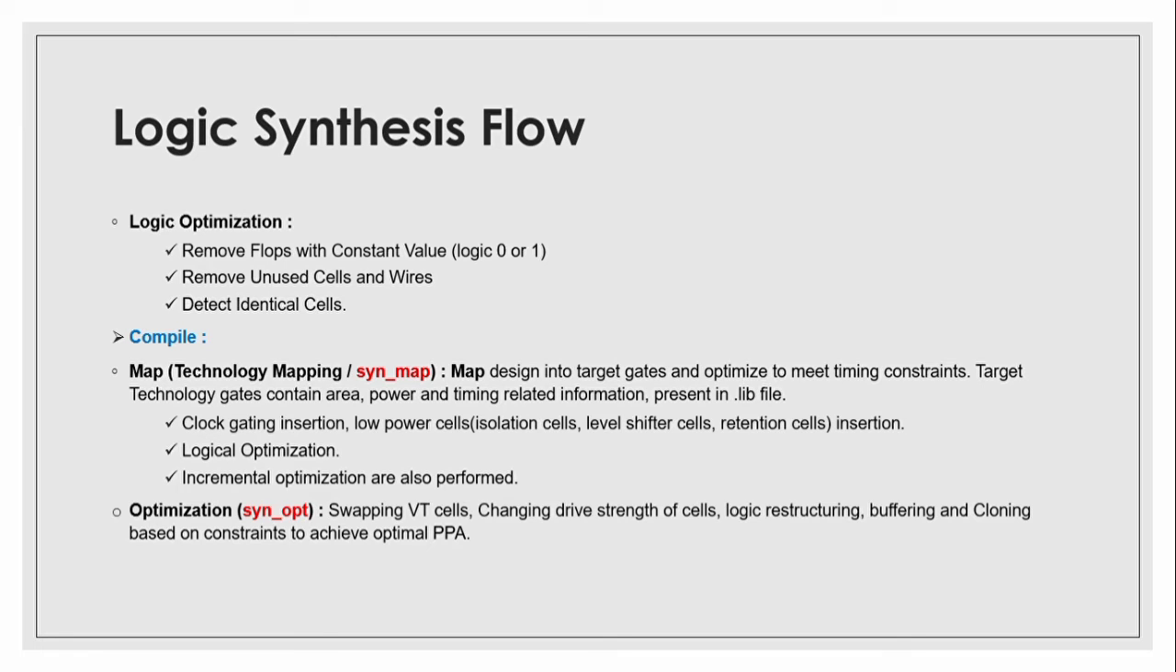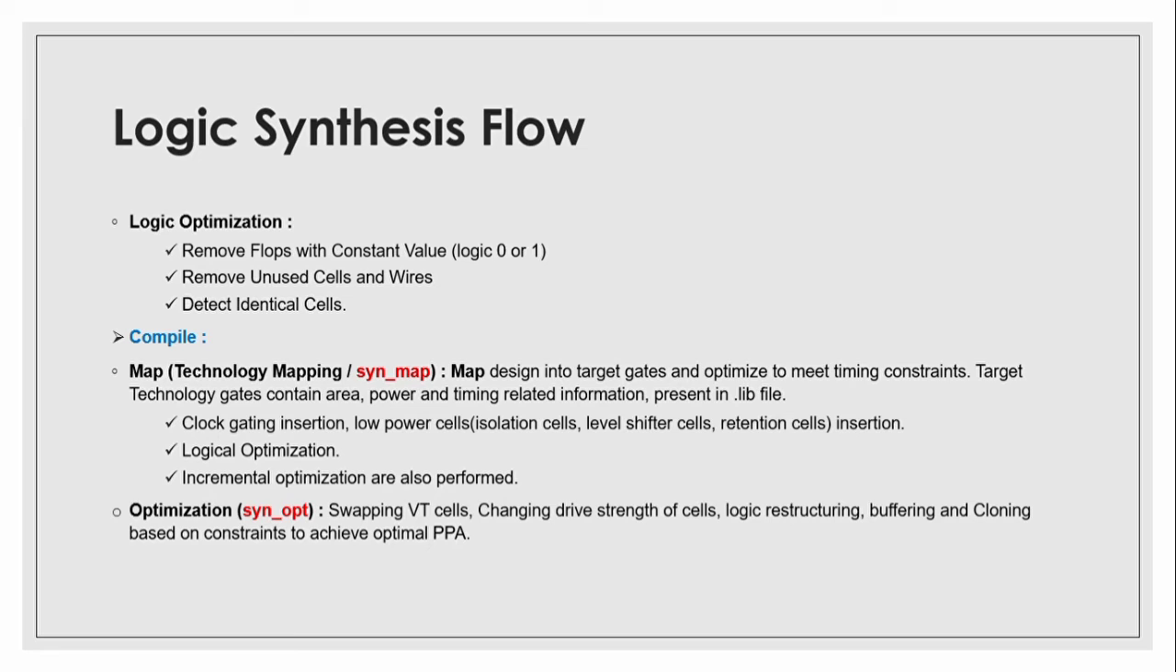That means for whatever technology node we are working on, we have certain libraries, and those libraries we have already taken as an input. So it will directly convert the generic gates to target based gates to meet the timing constraints. And these target technology gates contain area, power and timing related information, which is already present in the library file.